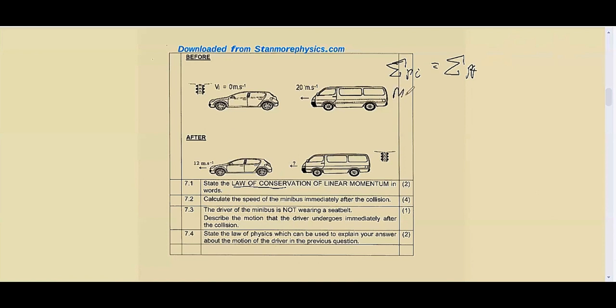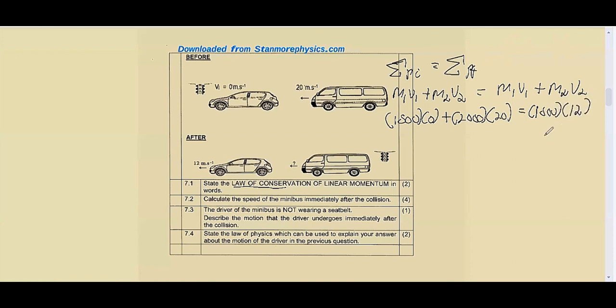So that means we are supposed to have M1 V1 plus M2 V2 initially, and then here we have M1 V1 plus M2 V2 finally. Now, what is the mass of the car? We were told that it's 1,500. What is the velocity of the car initially? It's 0. Then we have plus. What is the mass of the minibus taxi? That's 2,000. And then its velocity is 20, right? Then right here we have the mass, again 1,500. Then the velocity is now 12. Then plus the mass of the minibus, that's 2,000.